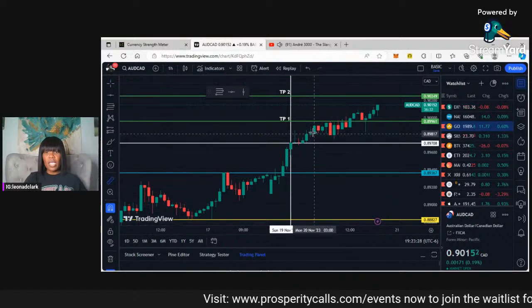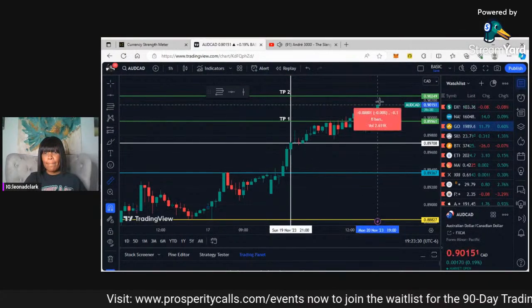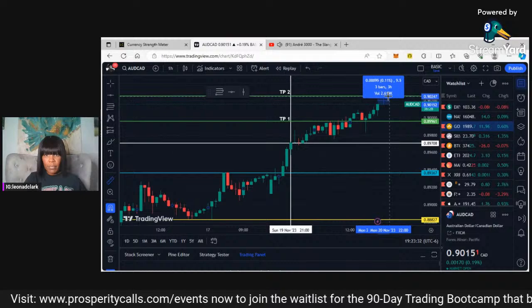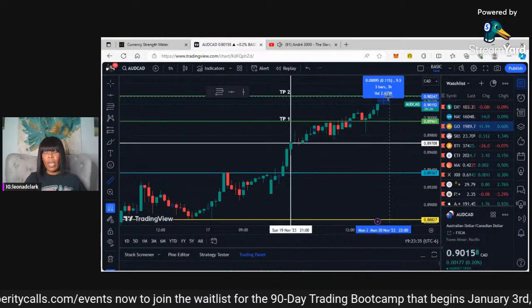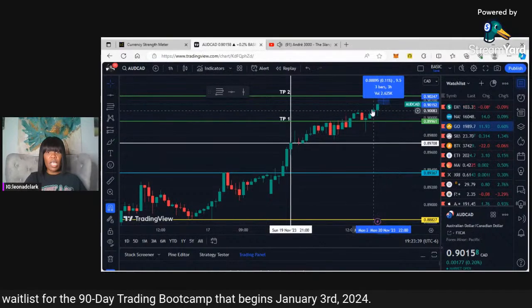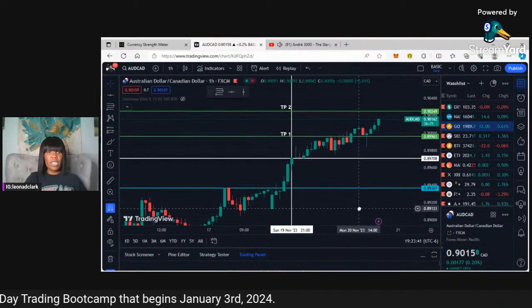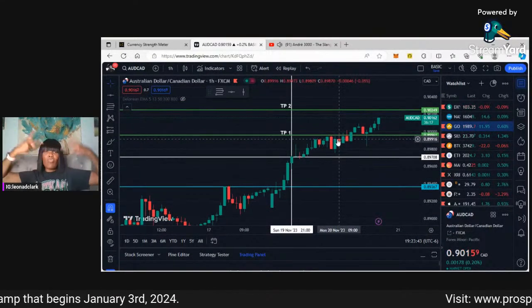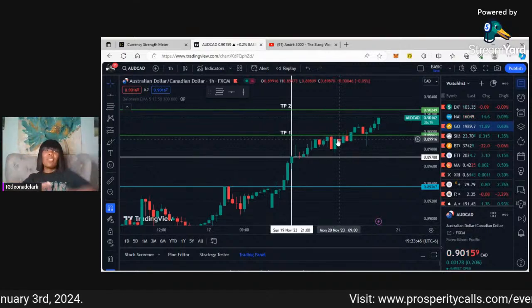This one is about 9.5 pips away from take profit, so that one is actually closer to take profit 2 than AUDUSD. But we're 2 for 2 right now, y'all. 2 for 2 right now.